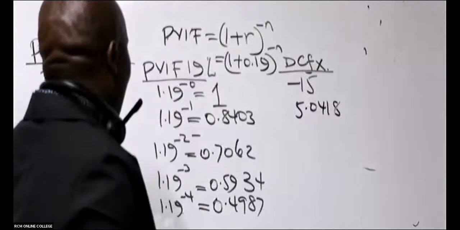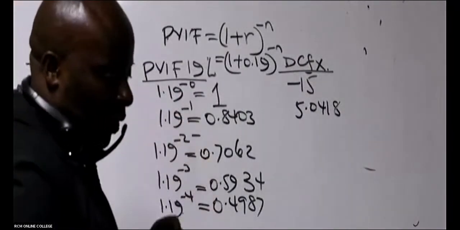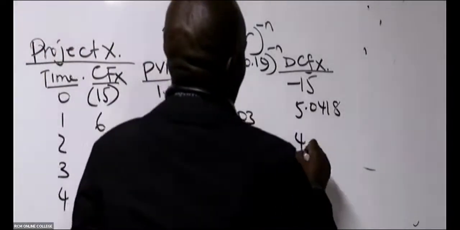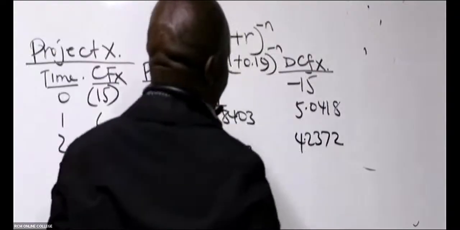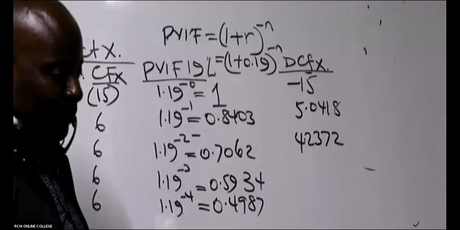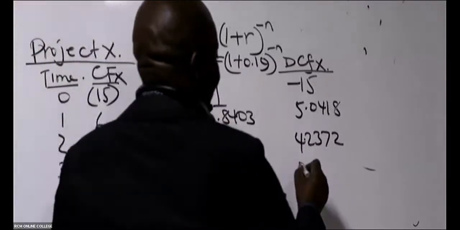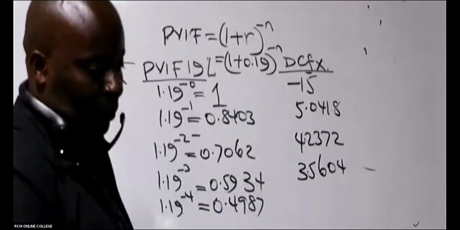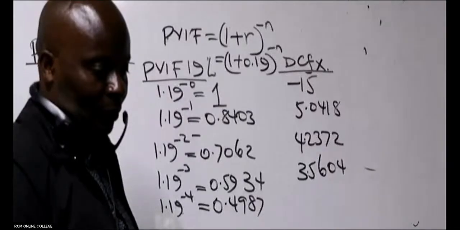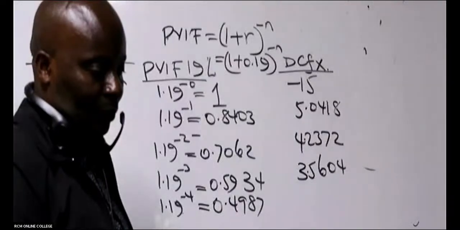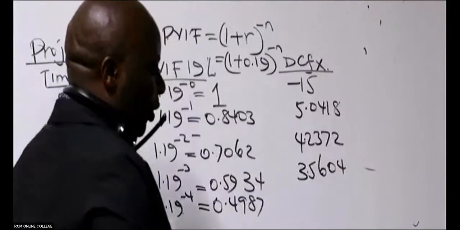Then we go to the third one: 6 times this. What figure are we getting? It's 4.2372. And then we have 6 times this, which gives 3.5604, and the last one gives 2.9922.